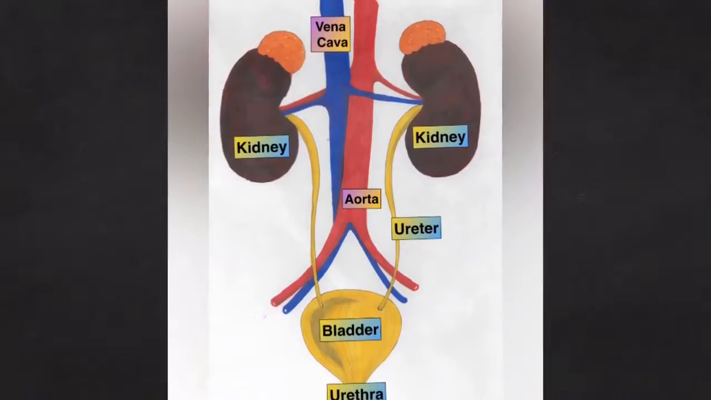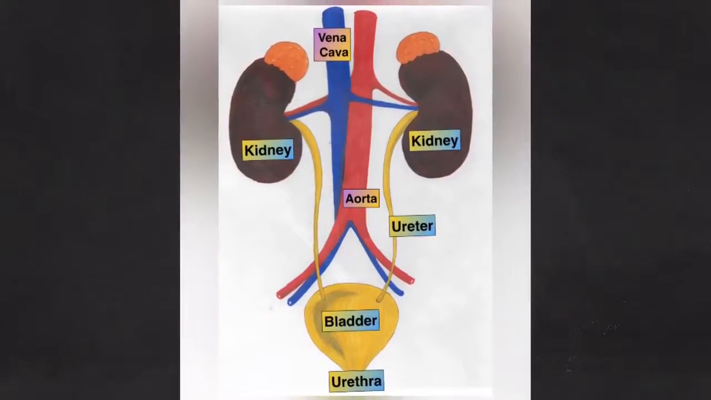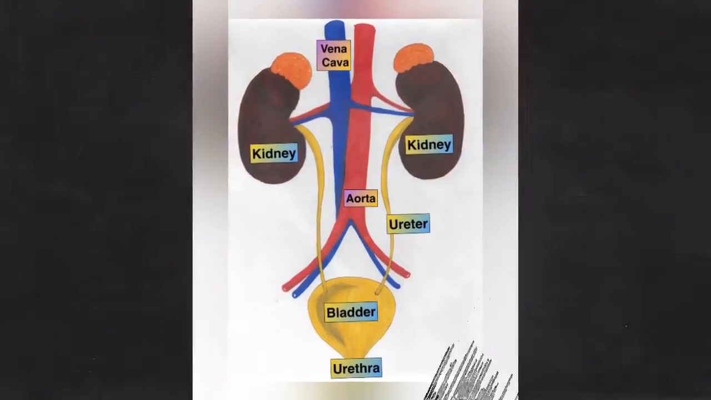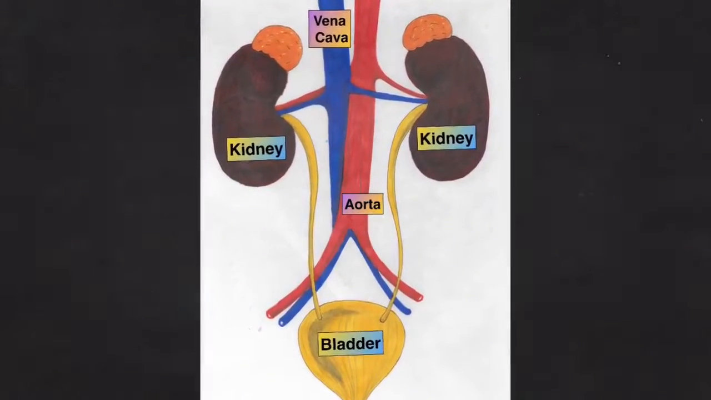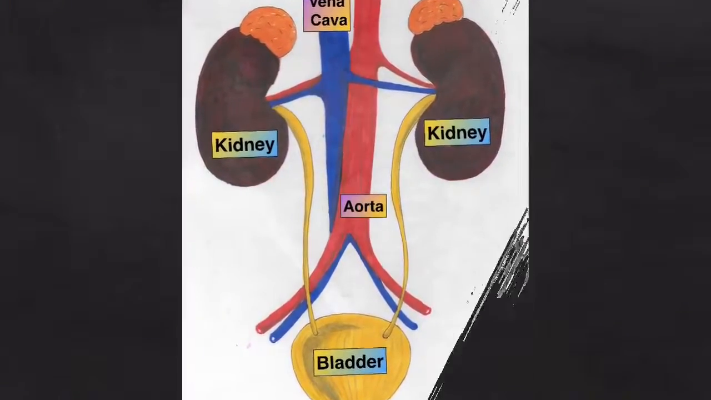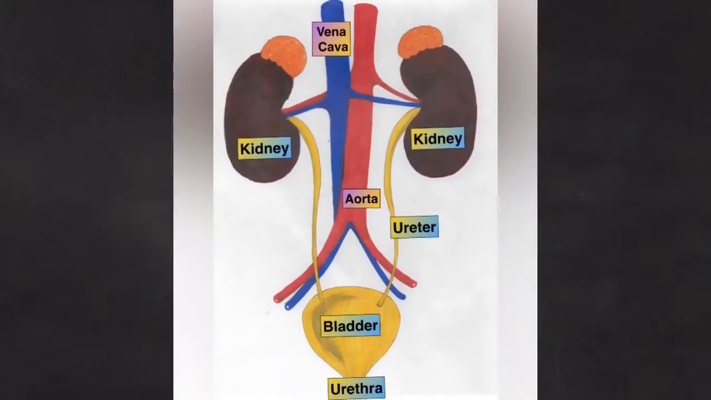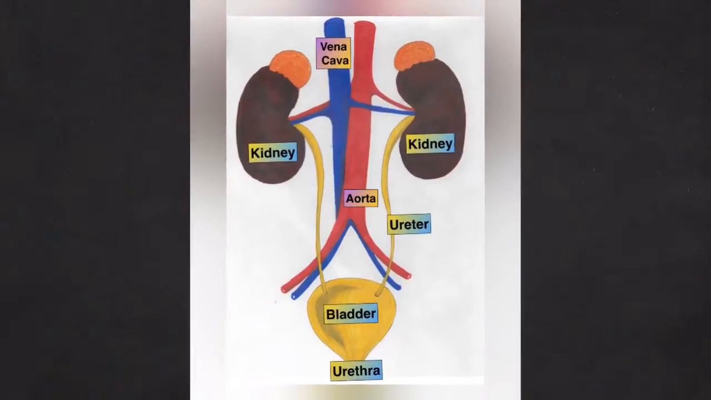A duct, known as the urethra, leaves each kidney and connects them with the bladder. The bladder is just a muscular bag which stores urine. Urine exits the bladder through the urethra, another duct.